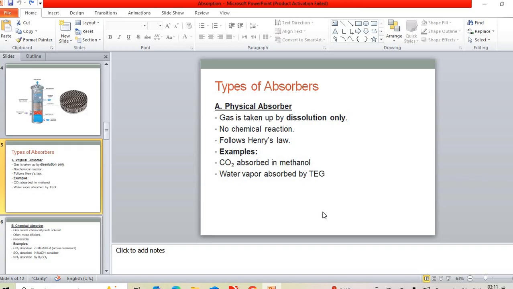An example of that is carbon dioxide absorbed by methanol, where the carbon dioxide is dissolved in the methanol, which is our solvent, and CO2 may be one of the other gases that we need to extract. Another example is water vapor absorbed by TEG, which is triethylene glycol. We always see this in gas treatment plants when we want to extract the water vapor from natural gas in general by triethylene glycol.